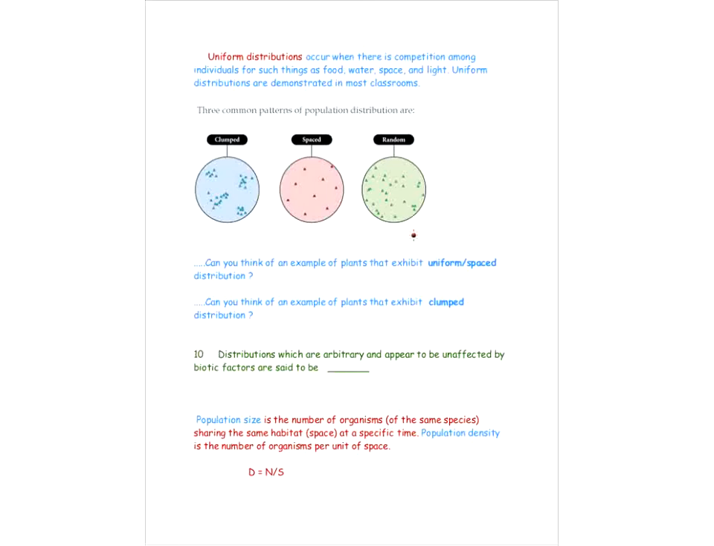Random looks kind of evenly spaced, but it's kind of a combination between clumped and spaced, I guess you could say. So can you think of any example, David, of plants that would exist in a uniform or spaced distribution?